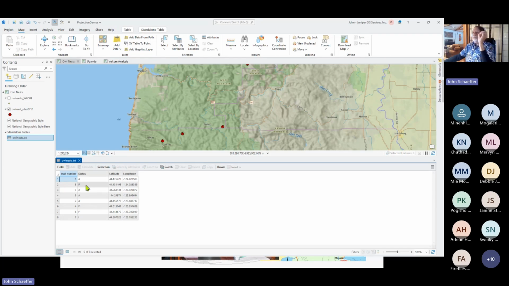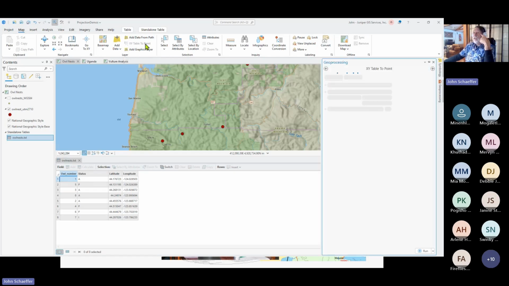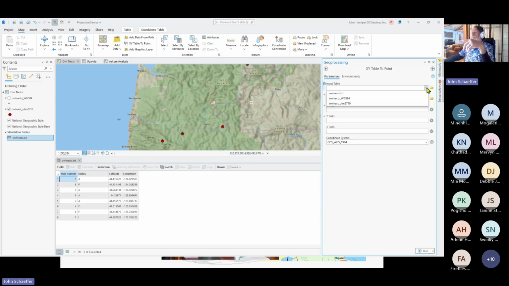Now, we've got a really nice tool, XY Table to Point, because a lot of times in the old days, maybe even now, it's not unusual to download your GPS data into some type of a table. And I'll use my XY Table to Point tool. And it's thinking. I think my computer's getting a little lazy this morning. And my input is going to be my owlnest.txt. We'll take all the defaults, okay, I've got to move this out of the way, and I'll click on Run.